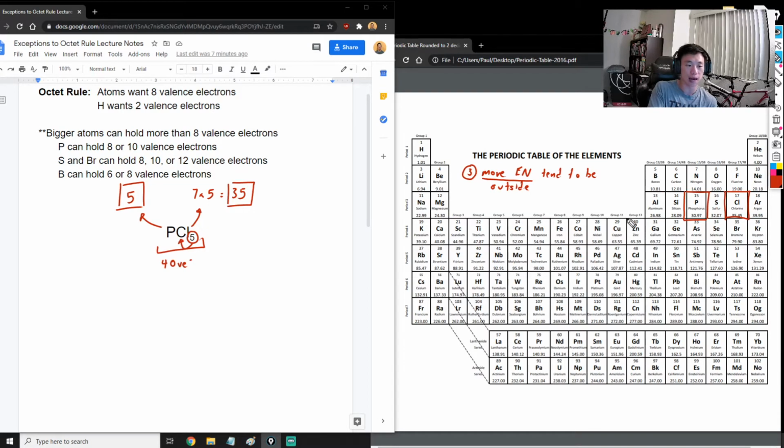If we remember our pattern for electronegativity, as you go up and as you go to the right, it becomes more electronegative. So which one of these two is more electronegative? Hopefully you said chlorine, and the reason why is because it's more to the right. That makes it more electronegative. Since chlorine's more electronegative, it's going to want to be on the outside. So we're going to put P somewhere in the middle, and then put the Cl's on the outside.